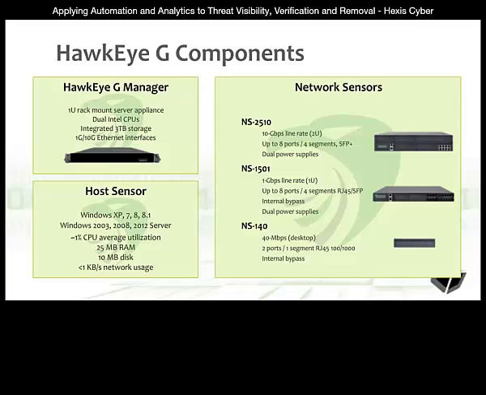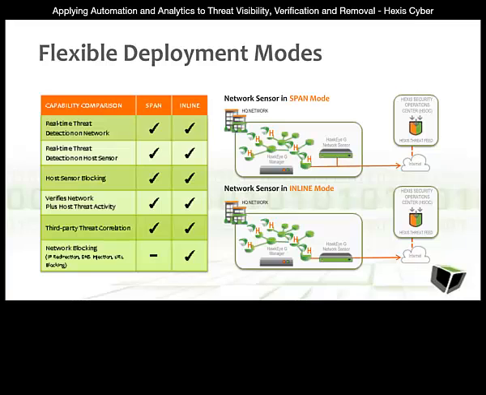And they all work in tandem to give you an endpoint and network correlated visibility that's all managed by the HawkEye G Manager. So in a networking deployment, the HawkEye G network sensor, in these two diagrams here, can be deployed in span mode. So you can deploy it off to the side and get full visibility of the network traffic going back and forth. Or it can be deployed in inline mode.